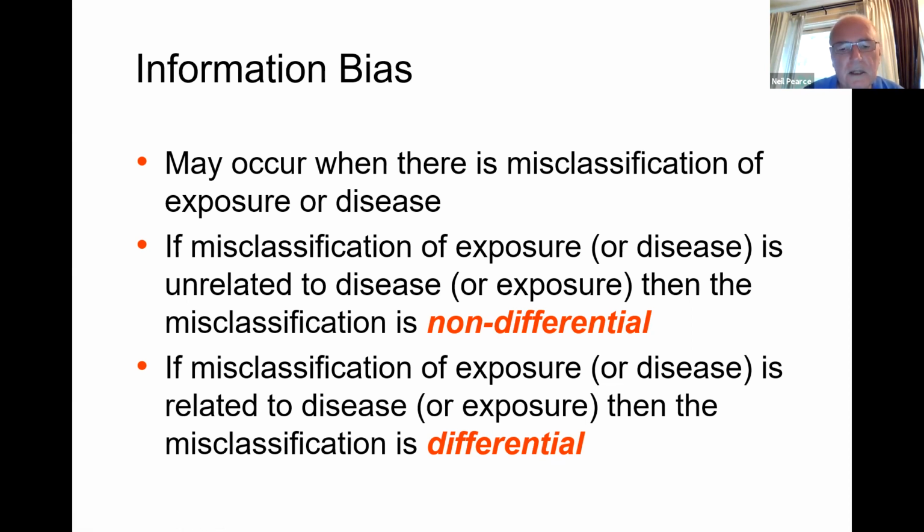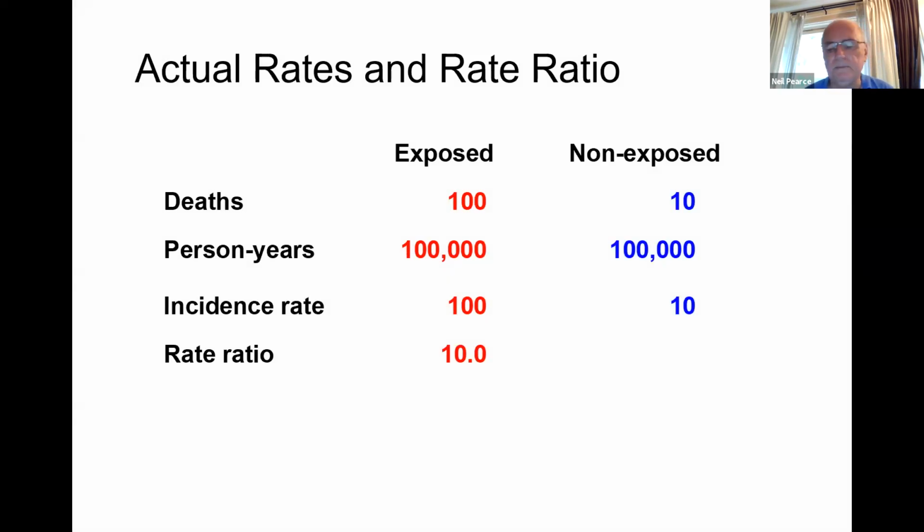So let's look at non-differential a bit more. Here's a study. We have 100,000 person years, and we follow them over time, and maybe we get 100 deaths in the exposed. And in the non-exposed, it's 10 out of 100,000. So the incidence rate or death rate is 100 per 100,000 in the exposed, and 10 per 100,000 in the non-exposed. And the true rate ratio is 10 times. So that's the truth. That's what you would get if you did a perfect study.